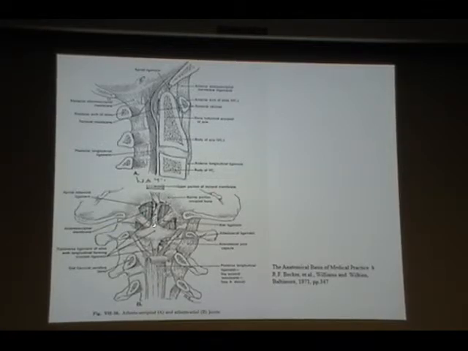And coming across from side to side in C1, behind the dens, behind the odontoid process, is this very thickened ligament that is attaching from each side of C1 to hold the odontoid process against the back of the front of the first cervical vertebrae. It's holding them together. Okay? So it's right against the dens.